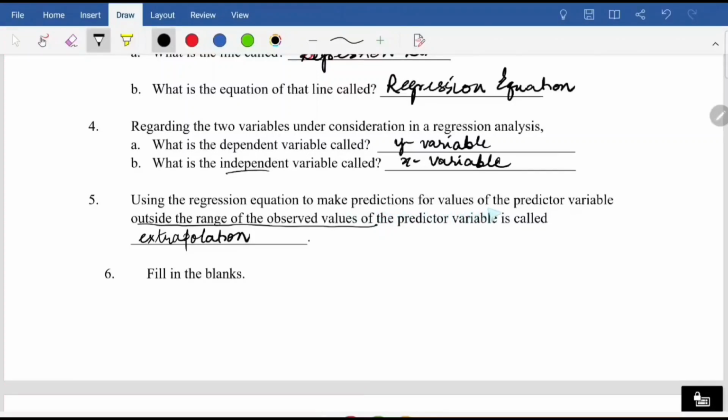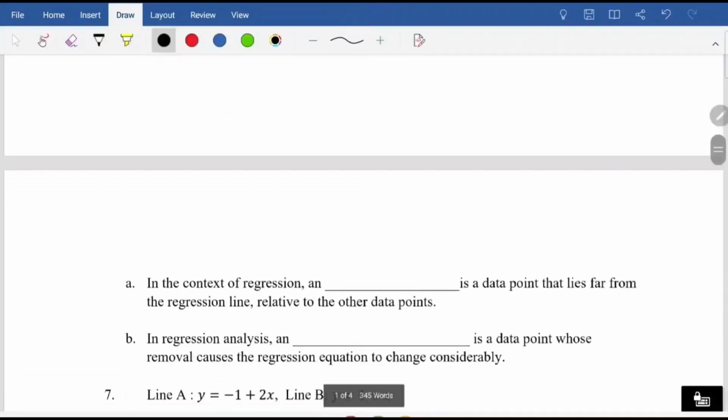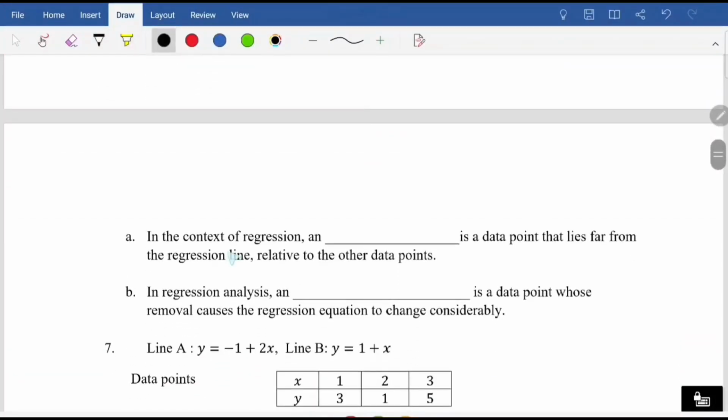Using the regression equation to make predictions for values of the predictor variable, the x variable, outside the range of the observed values, that means x values which are not a part of the data set. When we plug those x values into the equation and obtain a y value, that process is called extrapolation. More fill in the blanks here.